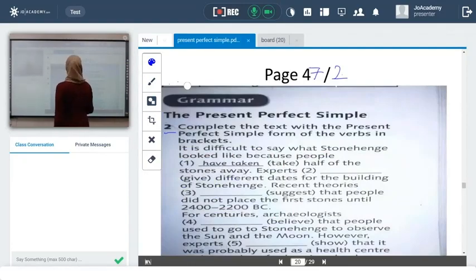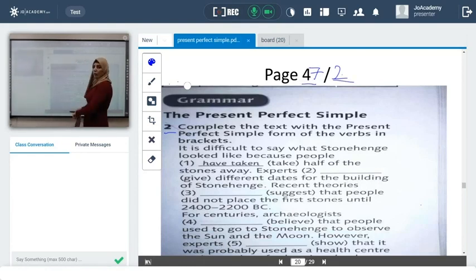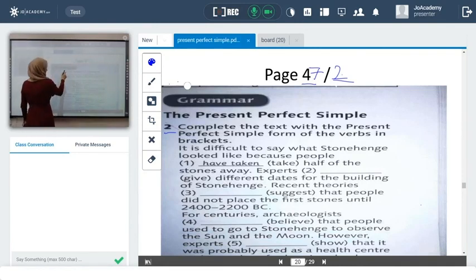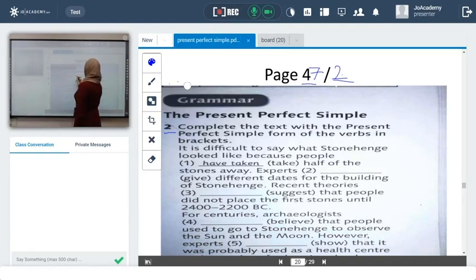Okay, so now we are going to look at page 47, exercise 2 in our activity book. Page 47, exercise number 2. Grammar. The present perfect simple. Complete the text with the present perfect simple form of the verbs in brackets. So we have verbs in brackets. We're going to write the correct form of these verbs. So let's do it together.